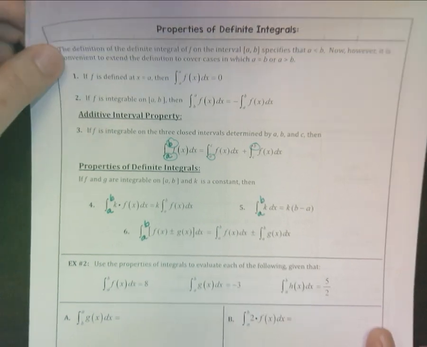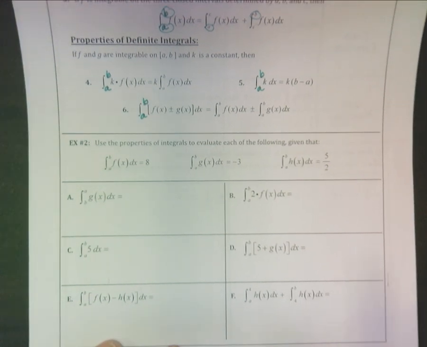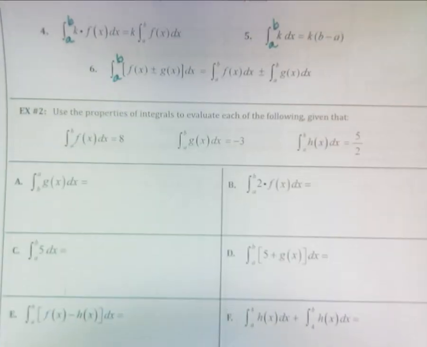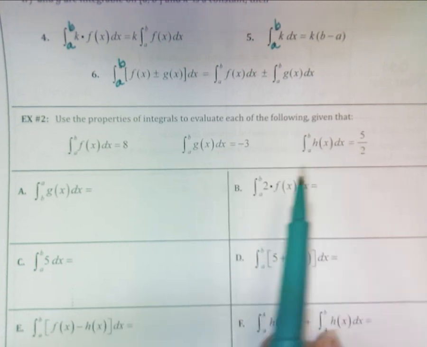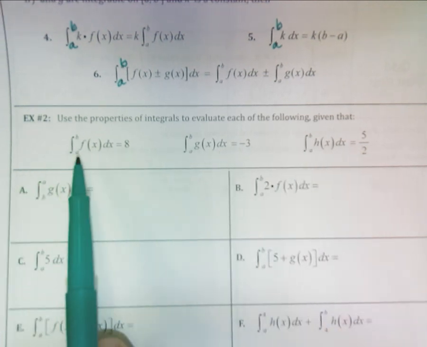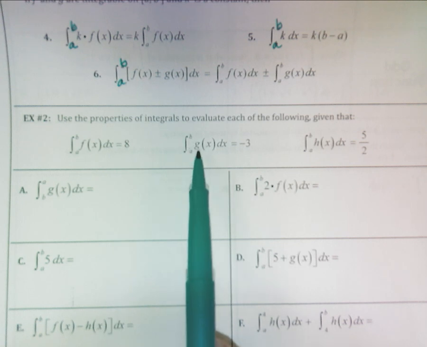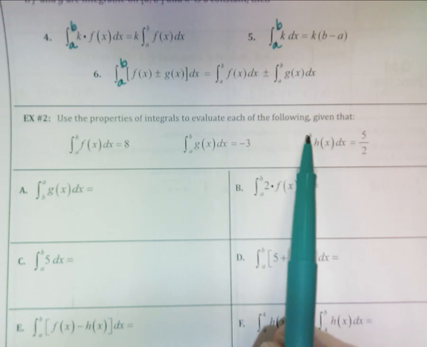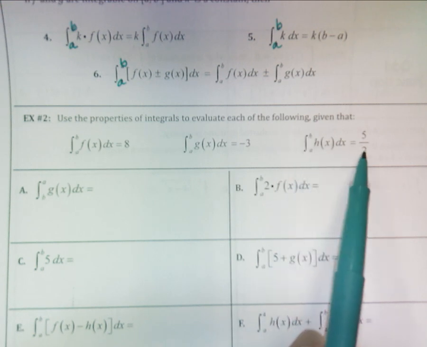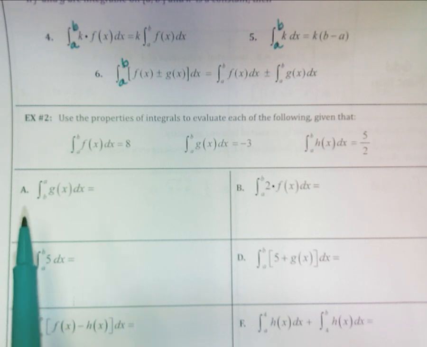Okay, so let's use these properties of integrals to evaluate each of the following. So what they've done, I'm going to zoom in here, is they've given you three different functions and they told you what the area is. From a to b of f of x, it's 8. From a to b of g of x, it's negative 3. And then from a to b of h of x, it's 5 over 2. Okay, so let's answer these first questions.